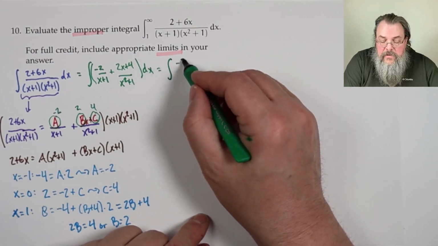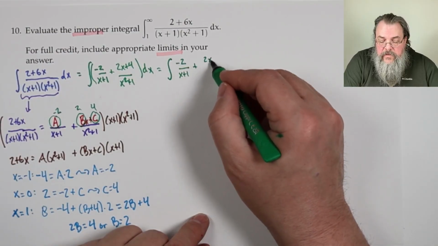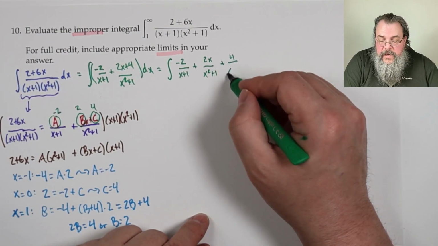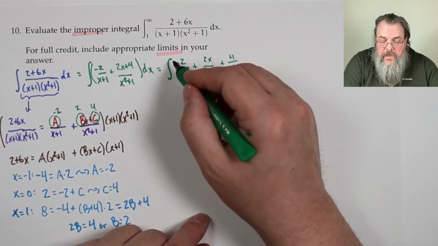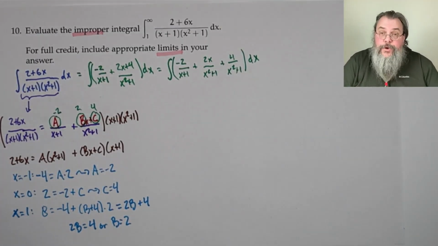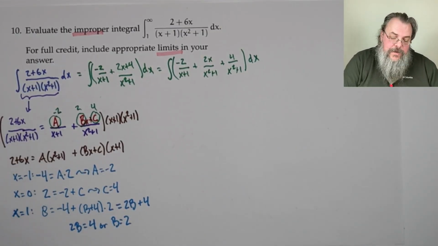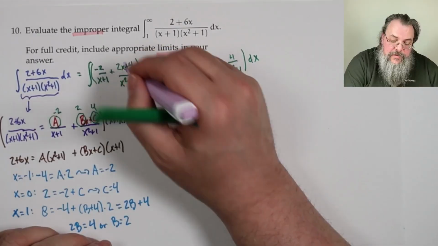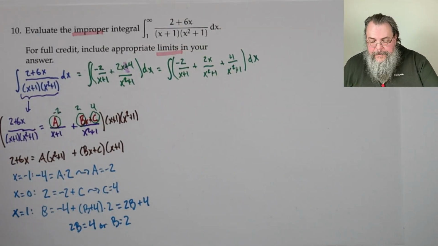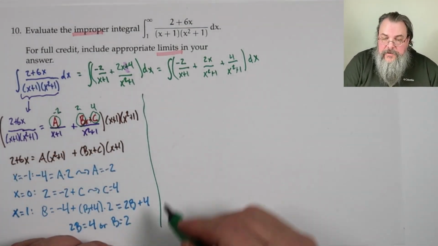So that's minus 2 over x plus 1 plus 2x over x squared plus 1 plus 4 over x squared plus 1. And so here we're taking advantage in that we have a good plus sign, in that it's a plus sign where we can break things up. So it's upstairs, it's not inside a square root or anything like that. Now, term by term, we integrate.